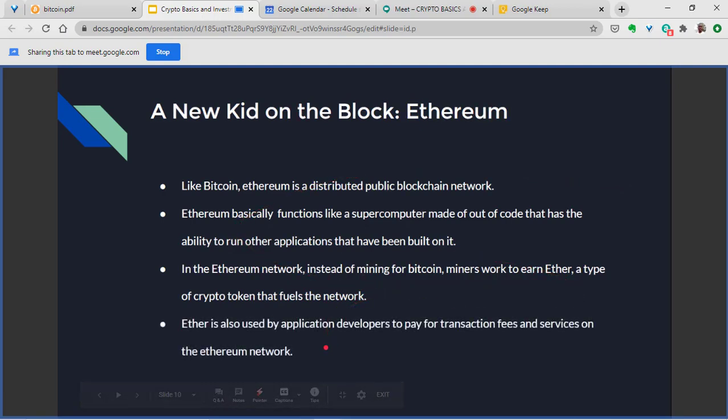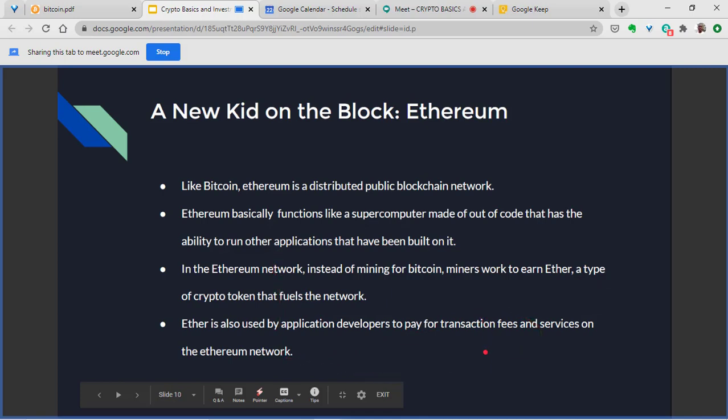So why is it valuable? Ether is used by the people that, when you want to develop on the Ethereum network, you want to develop your coin or your token or whatever, you pay for anything that you want to do on that network. It's powered by Ether. That's why you see it's so valuable, and that's why you see it's going up so much. Because anybody that wants to build on that supercomputer, in quotes, has to pay for transactions and services using Ether.